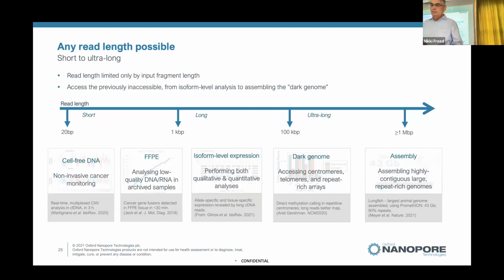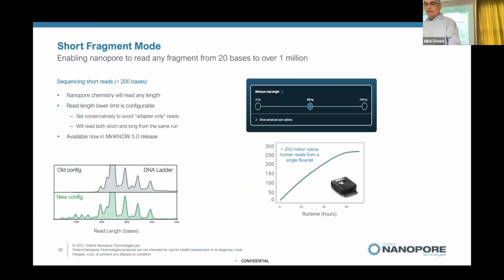FFPE samples are doable, more challenging because cross-linking does limit the movement of a strand through the pore. Isoform expression, I'm going to finish off with talking about transcription analysis, but with the ultra long reads, you can span complex regions. When I say complex, they're often repetitive regions without complexity that you can't see easily with short reads because they don't map very well. So centromeres, telomeres, etc. And the ultra long reads really improve this. A small amount of that makes assembly so much easier to do.